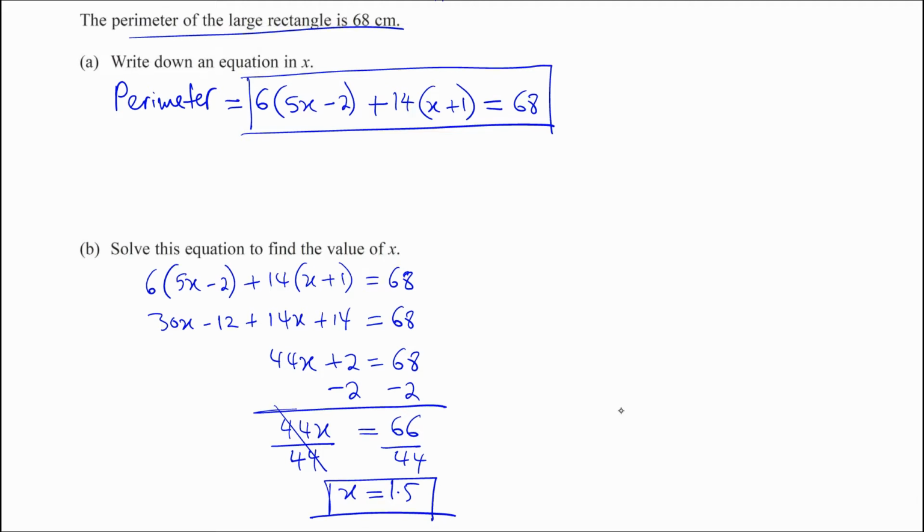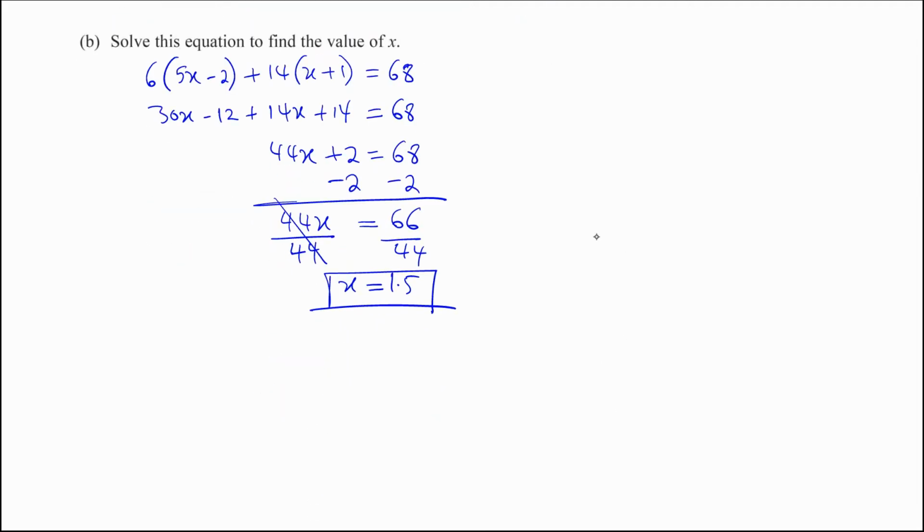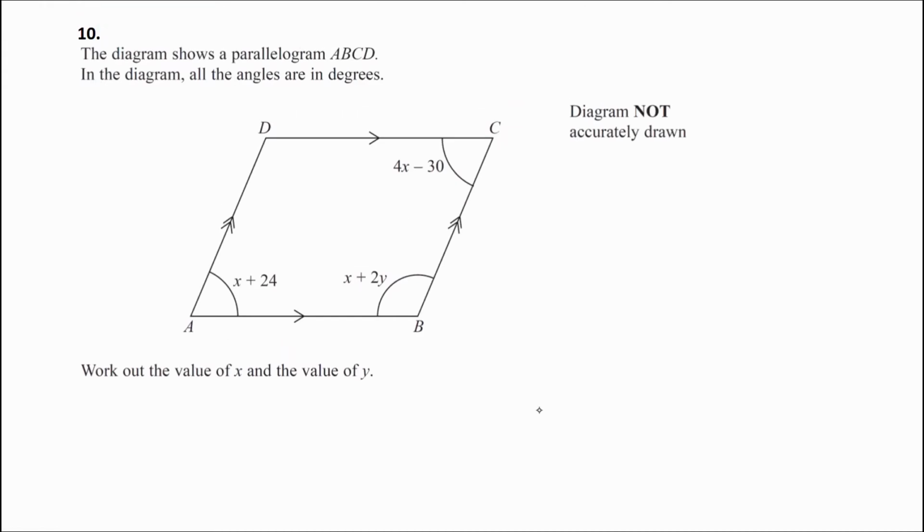All right, number 10. So in number 10, it's given that we have a parallelogram ABCD, and in the diagram, all the angles are in degrees. We are required to work out the value of x and the value of y.